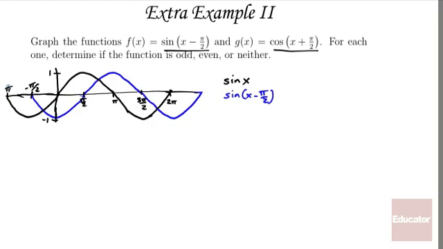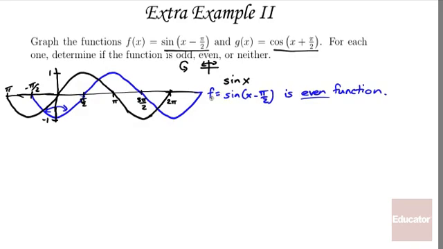And we have to figure out if it's odd, even, or neither. Well, remember, odd has rotational symmetry, even has mirror symmetry across the y-axis. And clearly this blue graph has mirror symmetry across the y-axis, but not rotational symmetry. So this is an even function because it has mirror symmetry across the y-axis.